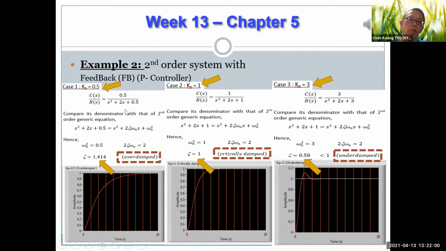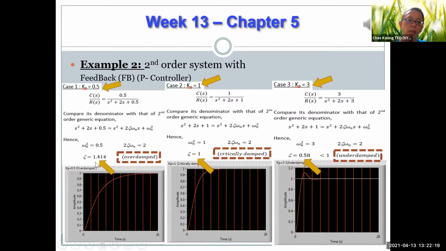Now, in order for us to analyze this, we have to equate it to the generic equation, which is s squared plus 2 zeta omega n s plus omega n squared. This is your generic equation, and this is your closed loop transfer function. After equating it, we will be able to find omega n and zeta. Similarly for the 3 cases.